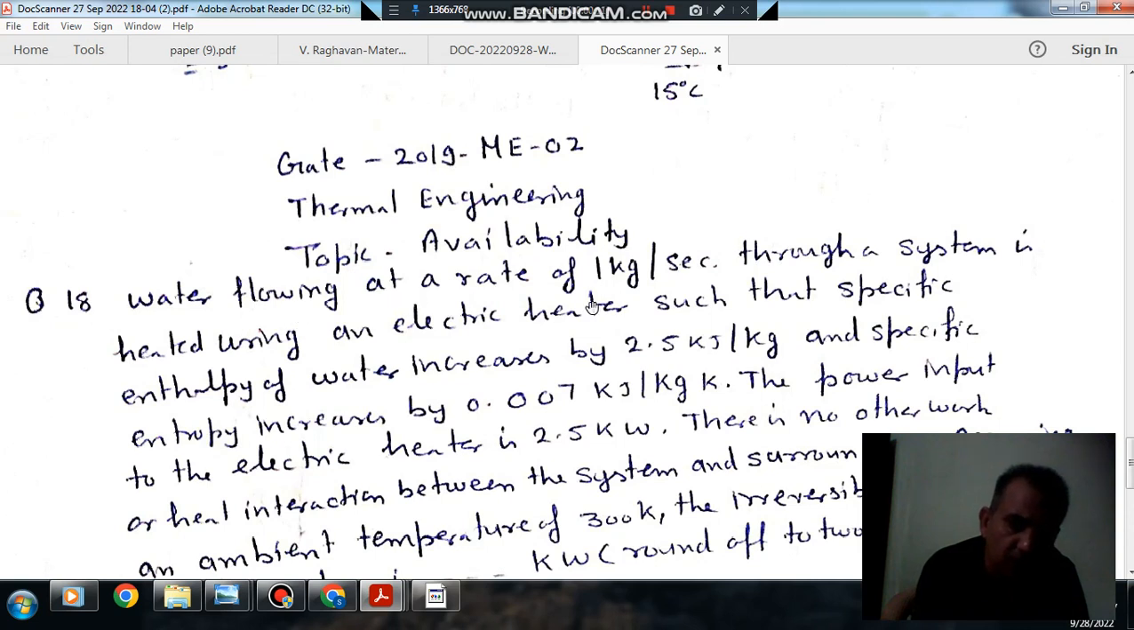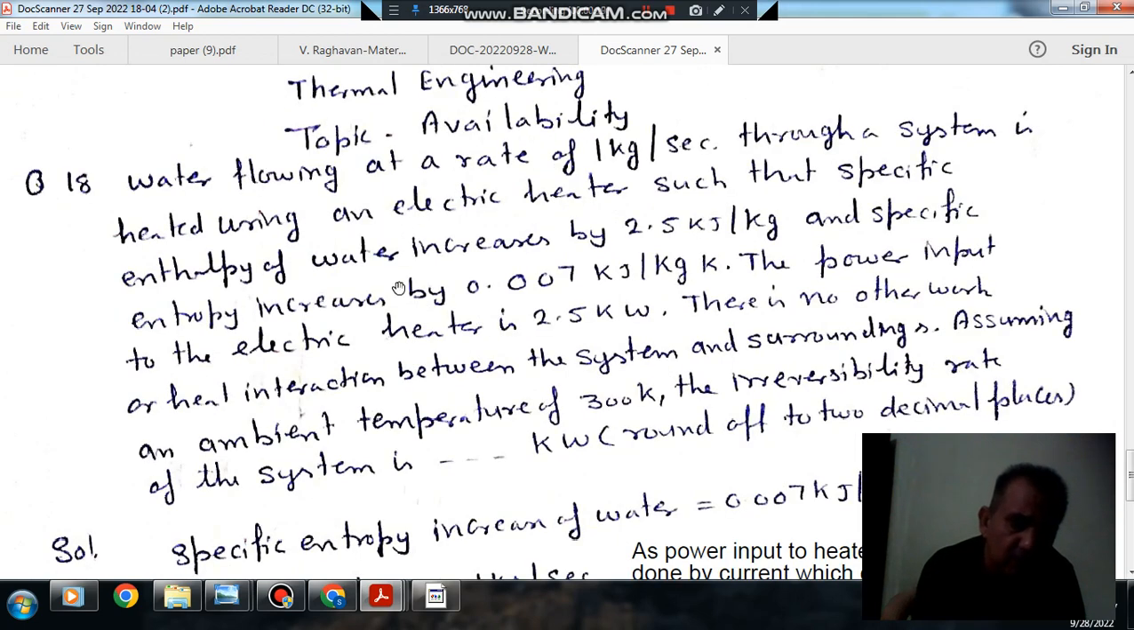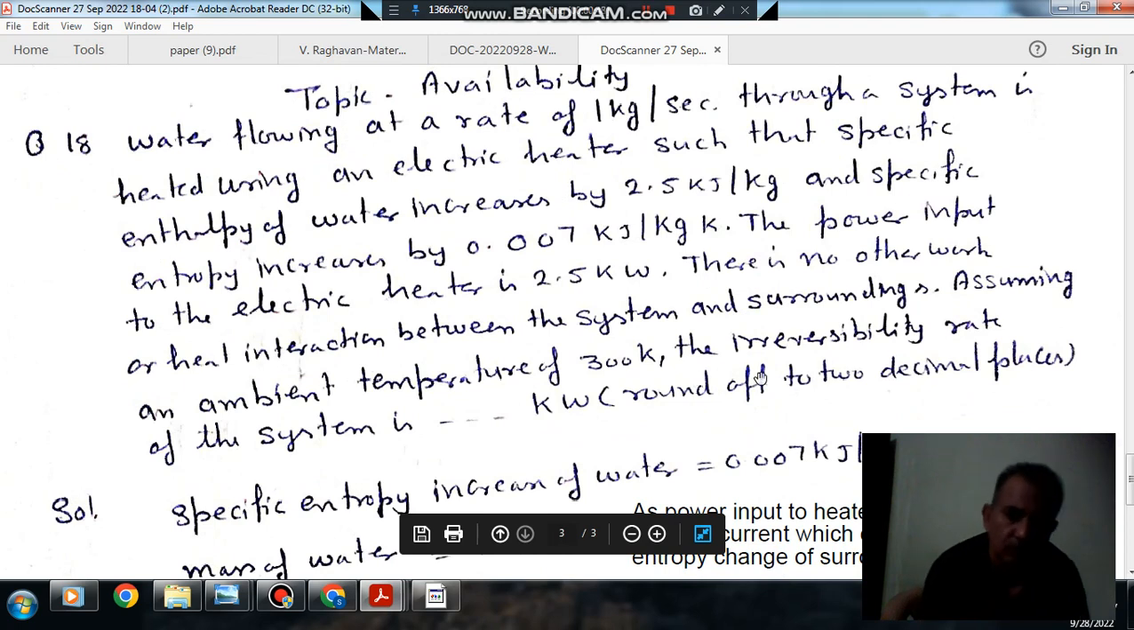Water flowing at a rate of 1 kilogram per second through a system is heated using an electric heater such that the specific enthalpy of water increases by 2.5 kilojoule per kilogram and specific entropy increases by 0.007 kilojoule per kilogram per Kelvin. The power input to the electric heater is 2.5 kilowatt. There is no other work or heat interaction between the system and surroundings. Assuming an ambient temperature of 300 Kelvin, the irreversibility rate of the system is dash kilowatt, round up to 2 decimals.